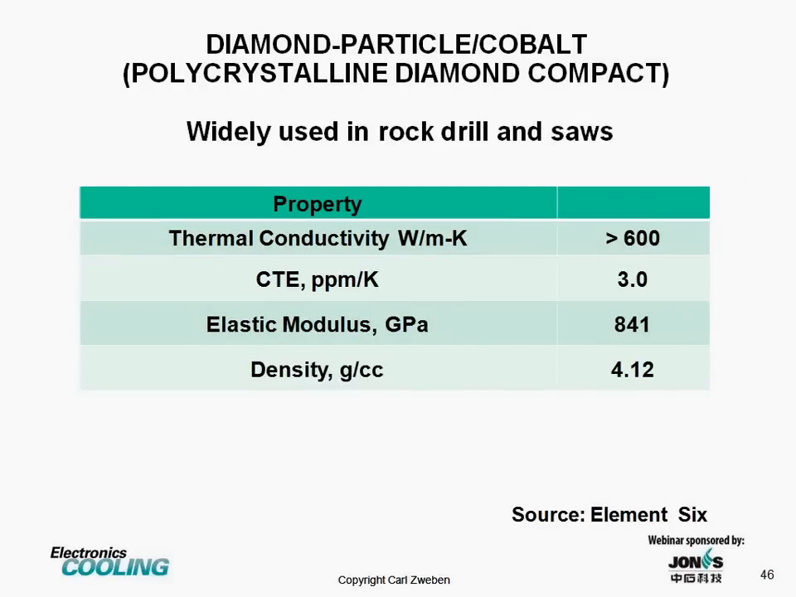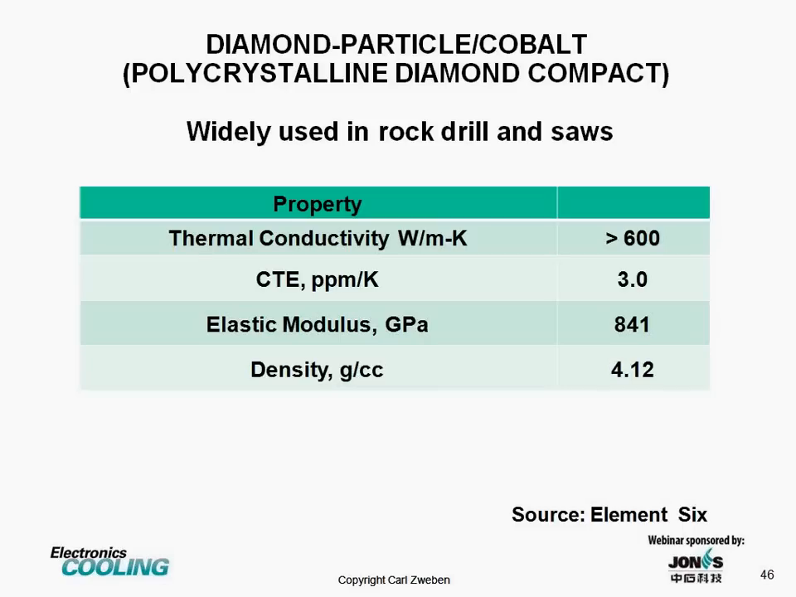I want to talk a bit about diamond particle reinforced metals. I guess when I first heard people talking about reinforcing metals with diamond particles for thermal management, it seemed a little bizarre. Think of diamond as an extremely expensive material, and it is in fact relatively expensive. However, diamond particle reinforced cobalt, which is a metal matrix composite, also called polycrystalline diamond compact, has been used for many, many years in rock drills and saws.